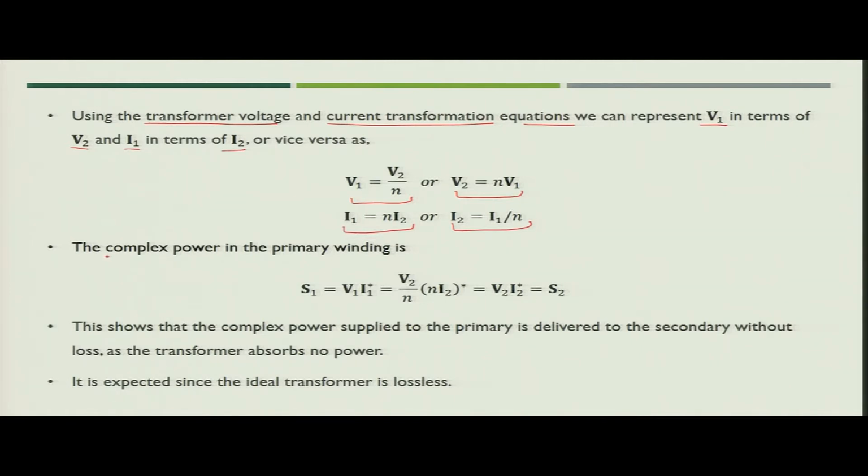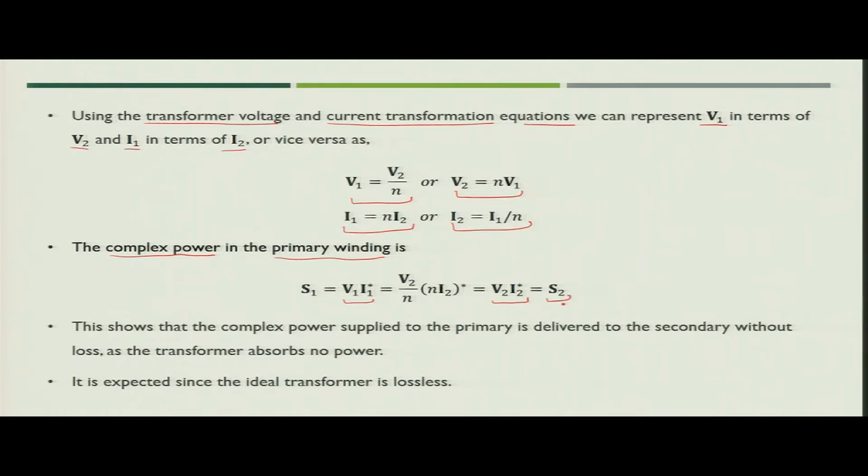Now, let us see the complex power in the primary winding of the transformer. What will be the complex power? Complex power will be V1 I1 conjugate. If you put the values of V1 and I1 in terms of V2 and I2, V1 will be V2 by N, and I1 will become N into I2. When you simplify, you will again get V2 I2 conjugate.